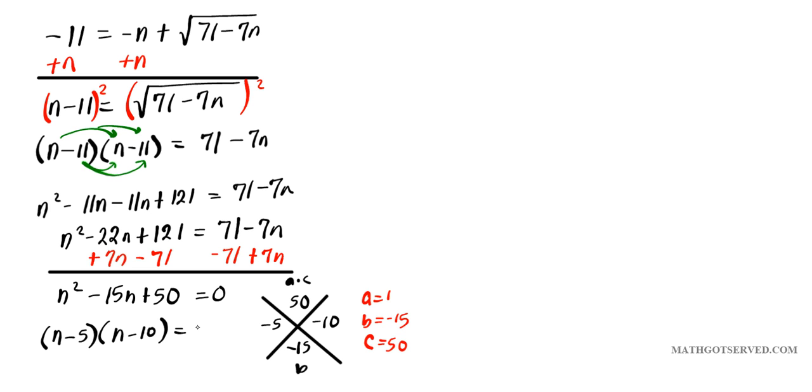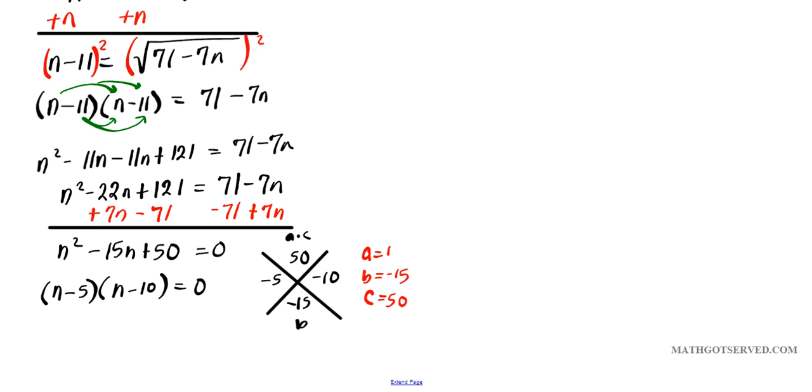equals 0. Okay, now let's proceed to set each factor to 0 using the zero product property. And then to finish this off, you add 5 to both sides. We have n equals 5. And then right here, you add 10 to both sides. You have n equals 10.